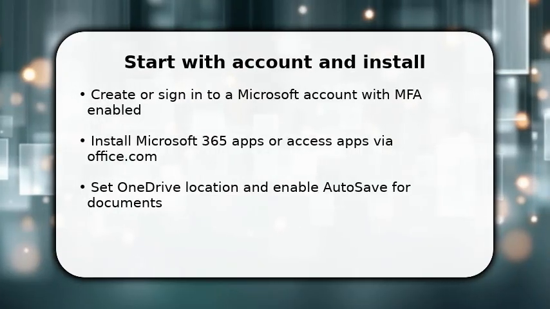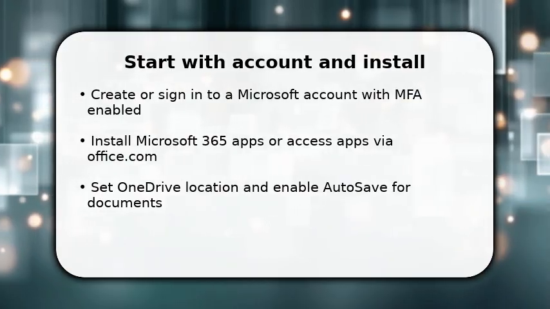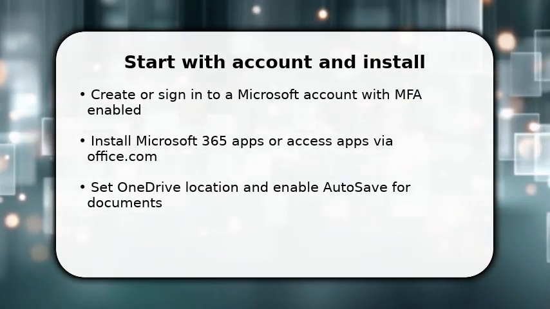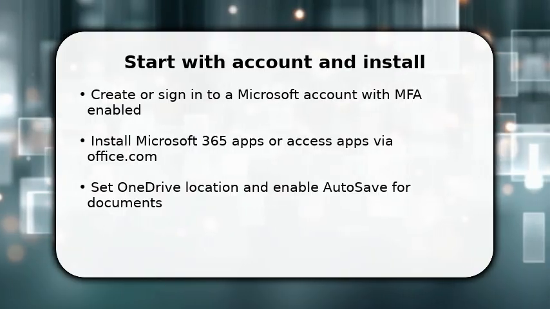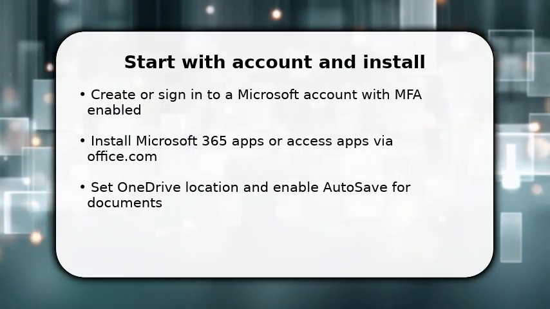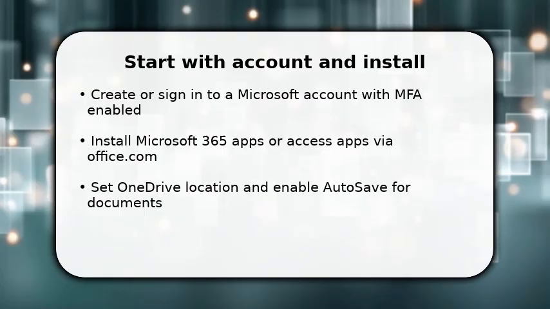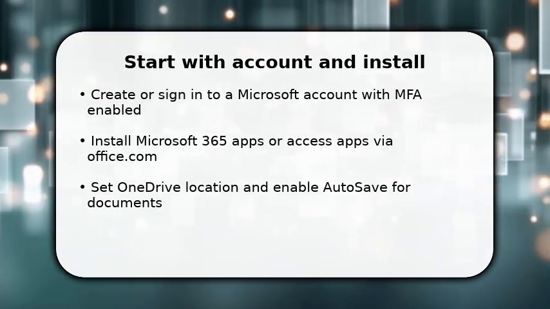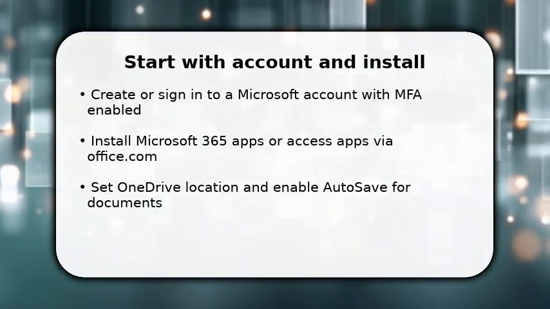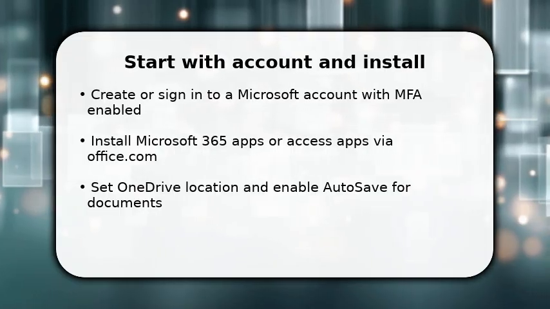You should start by signing into your Microsoft account and enabling multi-factor authentication immediately. Once signed in, install Microsoft 365 apps or use Office.com if you prefer no install. Make sure OneDrive is set to the folder you want and turn on auto-save so you never lose work.